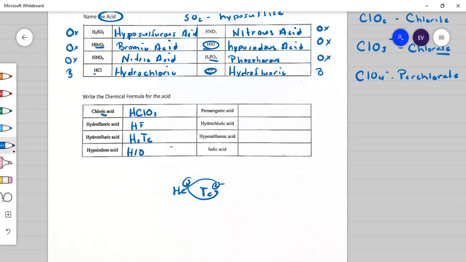Permanganate. In this case, this is using permanganate, so this is going to be HMnO4 because the polyatomic ion is permanganate. Hydrochloric acid. Hydro tells me that it's a binary acid. There should be no oxygen, so that's HCl. Hyposulfurous acid, that's the one we used at the top there. And then iodic acid is HIO3.